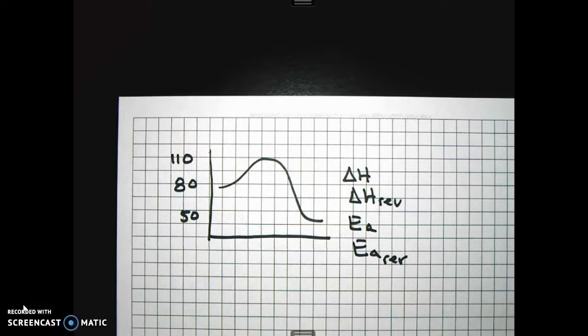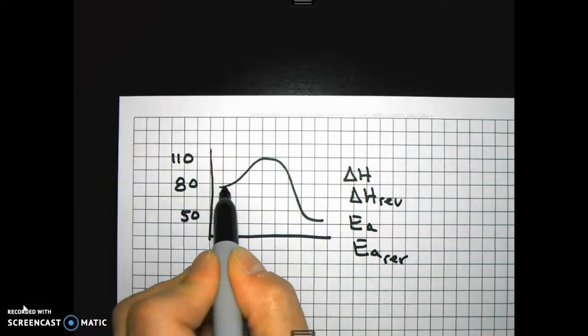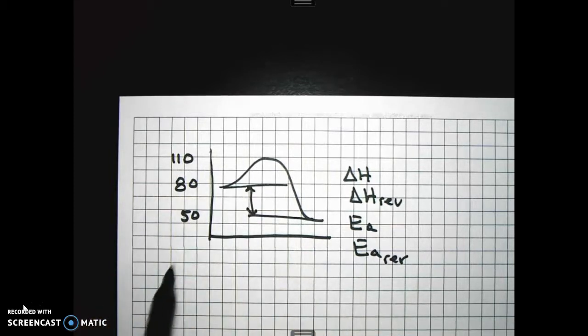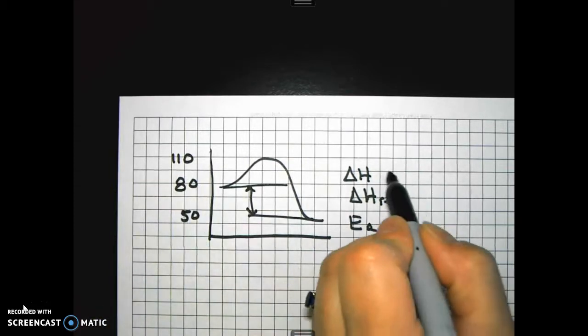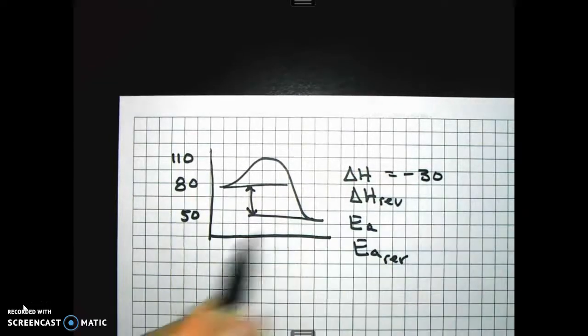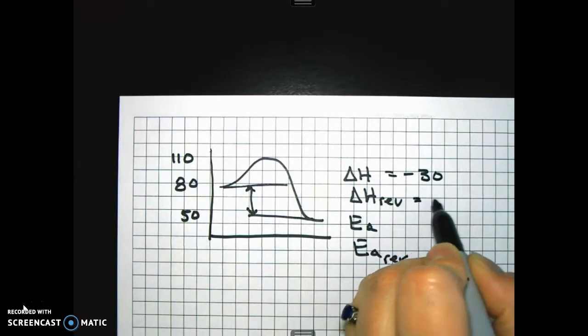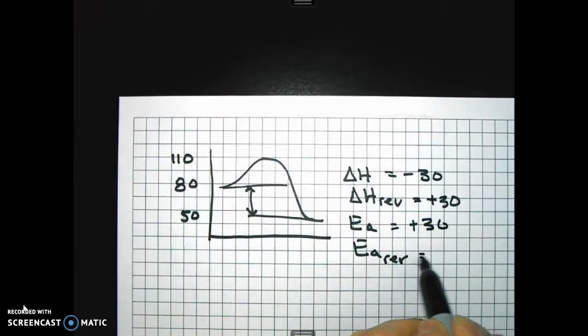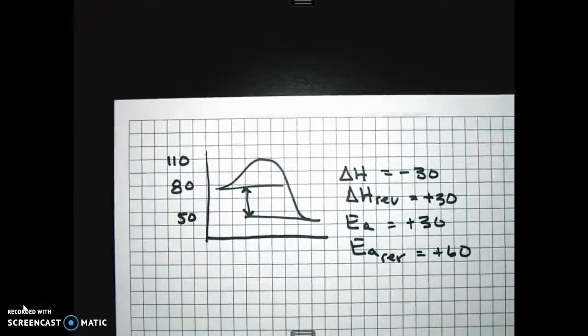All right, so if you've paused it and given it a shot, you will see that delta H in the forward is going to be 80 down to 50. So that's a minus 30. In the reverse, it's the same value but opposite sign, plus 30. And these are all kilojoules. The activation energy from 80 up to 110 is a positive 30, but in the reverse, it's 50 up to 110, so it's a positive 60. So there you have that one.